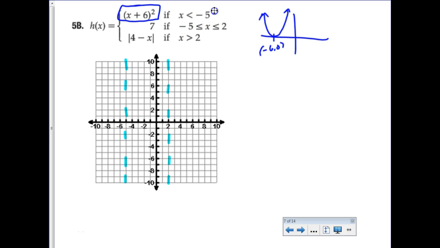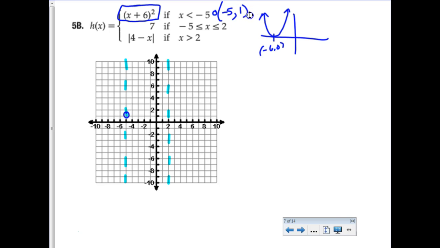So on negative 5, I don't exist. So I'm going to put an open circle when I get there. What do you get when you plug in a negative 5 here? Let's see. Negative 5 plus 6 is 1. 1 squared is 1. So at negative 5, 1, open circle. But everything before that, you can go ahead and graph for me.